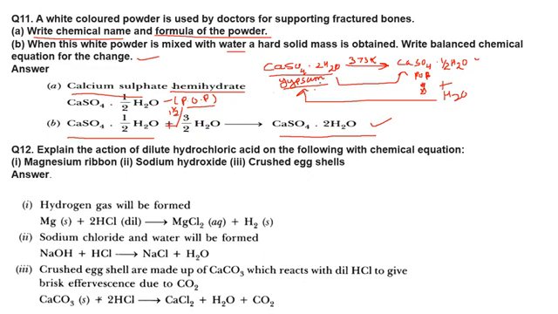Explain the action of dilute hydrochloric acid on the following with the chemical equations. Magnesium ribbon. Okay, here the magnesium ribbon Mg plus dilute HCl they have asked. Remember, this metal reacts with the dilute acid HCl or dilute H2SO4, and it gives us magnesium chloride, and hydrogen gas is released.